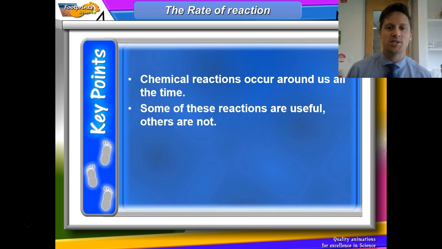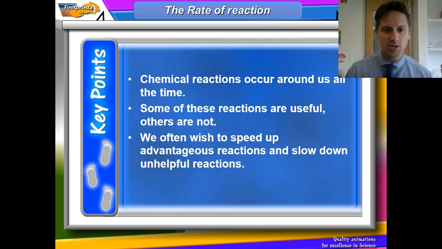Now, some of these reactions are useful and some of them are not. We often wish to speed up advantageous reactions, so the good ones, and we want to slow down unhelpful reactions, the ones that aren't so good. That's why this concept is important in chemistry, so we can use it to our advantage.